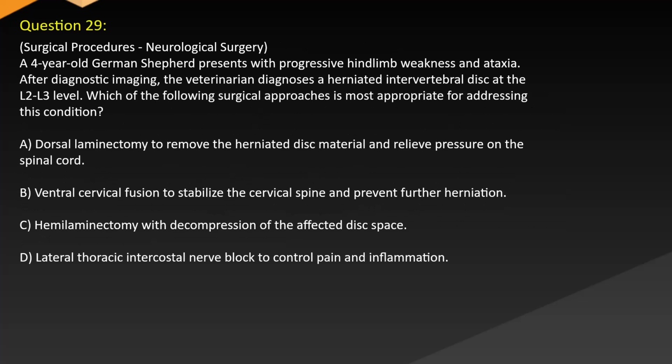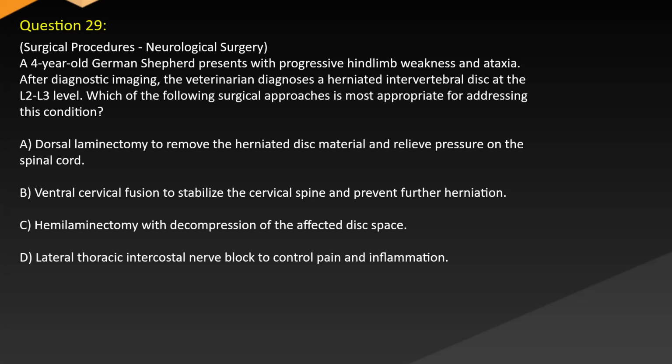Question 29. Surgical procedures. Neurological surgery. A 4-year-old German Shepherd presents with progressive hind limb weakness and ataxia. After diagnostic imaging, the veterinarian diagnoses a herniated intervertebral disc at the L1-L2 level. Which of the following surgical approaches is most appropriate for addressing this condition?